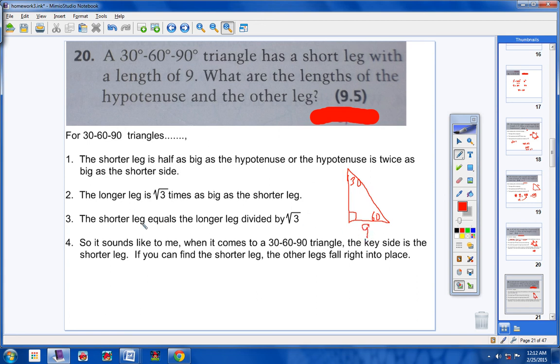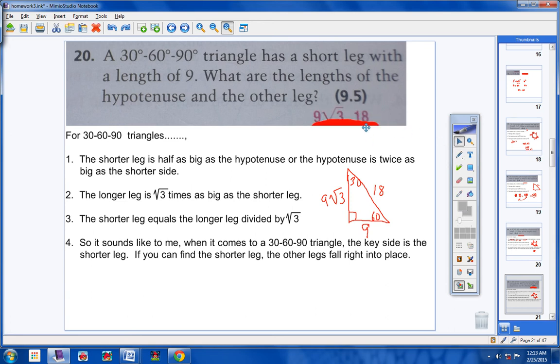Look right here. The shorter leg is half as big as the hypotenuse, or the hypotenuse is twice as big as the shorter leg. So if the shorter leg is 9, the hypotenuse is 18, just like that. Now, the longer leg is square root of 3 times the shorter leg. Here's my shorter leg. Multiply that by the square root of 3. 9 times the square root of 3 is just 9 square root of 3.